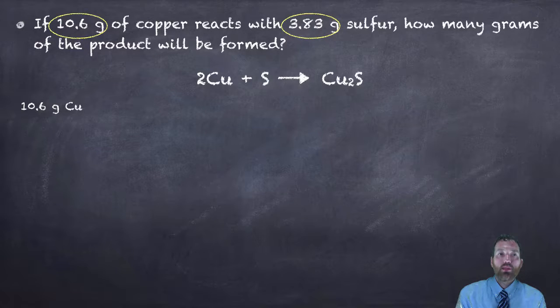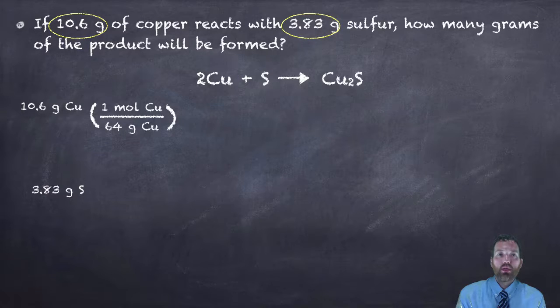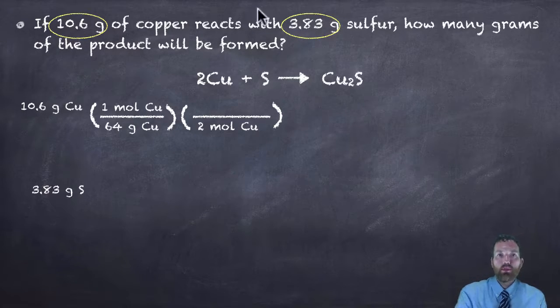So we'll start with the 10.6 grams of copper first. The first step is always to convert to moles. To do that, we're going to divide by the molar mass. 1 mole of copper weighs 64 grams. Our middle bracket is always our mole-mole ratio step. I have 2 moles of copper, according to my balanced chemical equation here, for every 1 mole of my product, the Cu2S. And then our last step is to convert into grams of Cu2S.